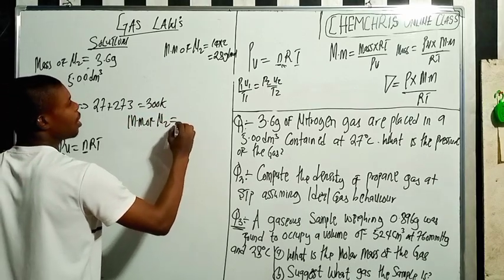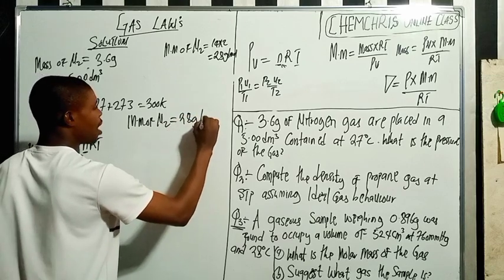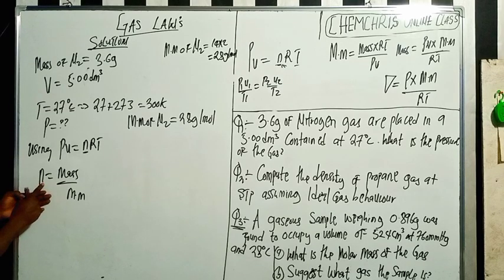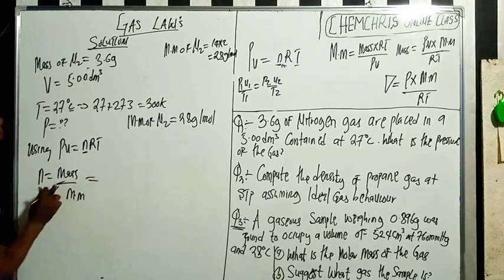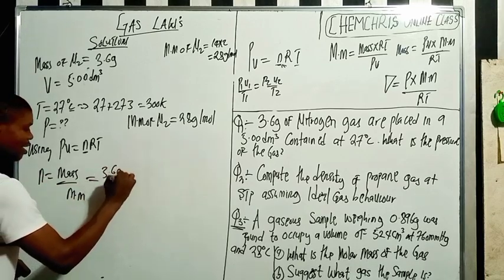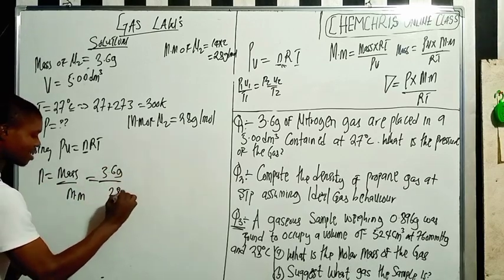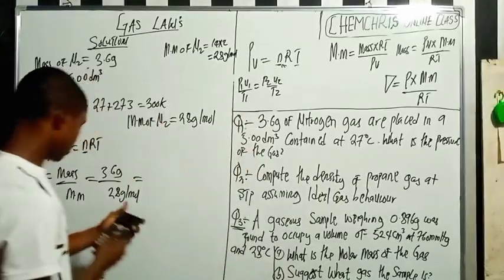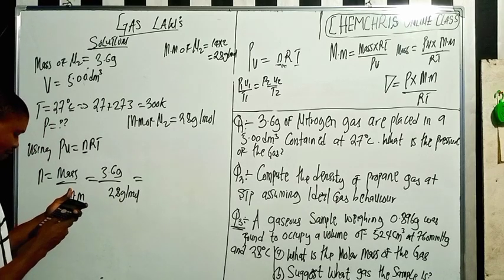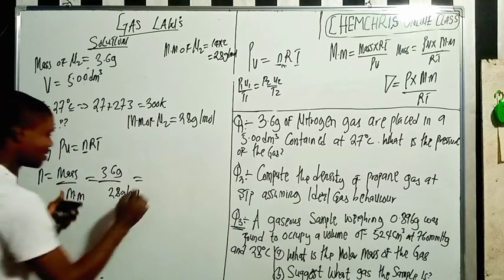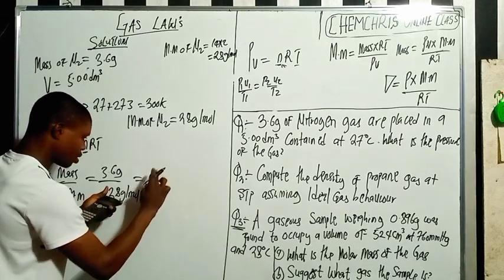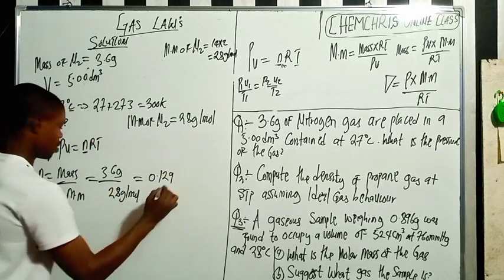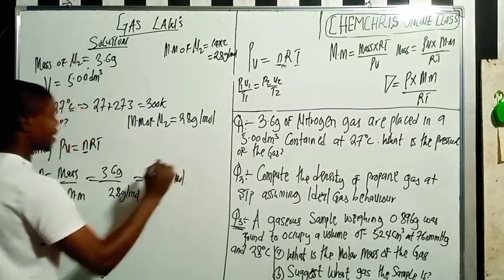N2 equals what? 28 gram per mole. Do you understand? So from here, I can look for the mole. Can you look for the mole? So the mole is going to be the mass. What is my mass? 3.6 gram. But the molar mass is 28 gram per mole. So it will be 3.6 divided by 28. So you have 0.129 mole. You understand?